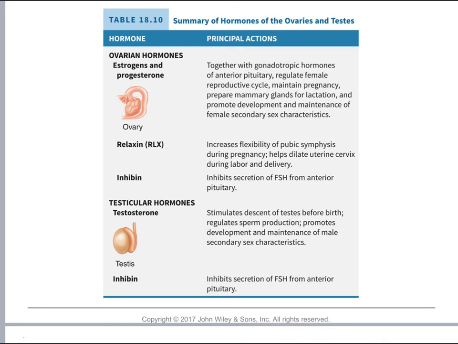Together with gonadotropic hormones of the anterior pituitary, we're regulating female reproductive cycles, maintaining pregnancy, preparing those mammary glands for lactation, and promoting development and maintenance of female sex characteristics.